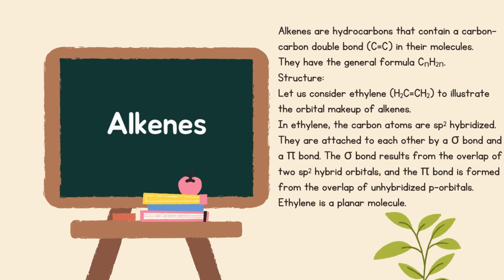In ethylene, the carbon atoms are sp2 hybridized. They are attached to each other by a sigma bond and a pi bond. The sigma bond results from the overlap of two sp2 hybrid orbitals, and the pi bond is formed from the overlap of unhybridized p orbitals. Ethylene is a planar molecule.